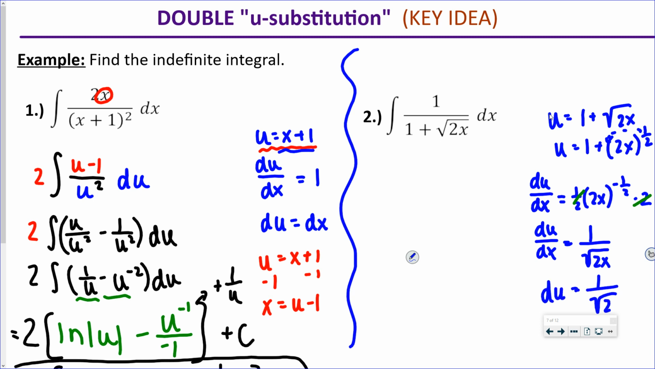Okay. Here's the tricky part. Let me substitute in what I have right now. So this is what I have: I have 1 over what I call u. And you're like, okay, but somehow I have to plug in this 1 over the square root of 2x, and that's nowhere in my integrand.